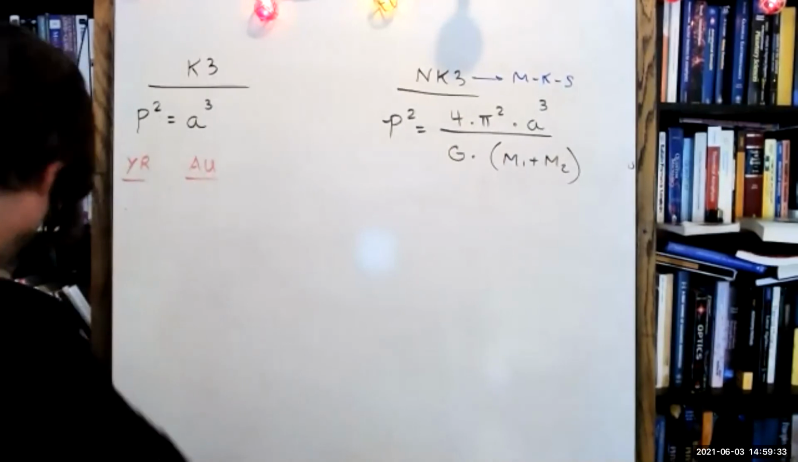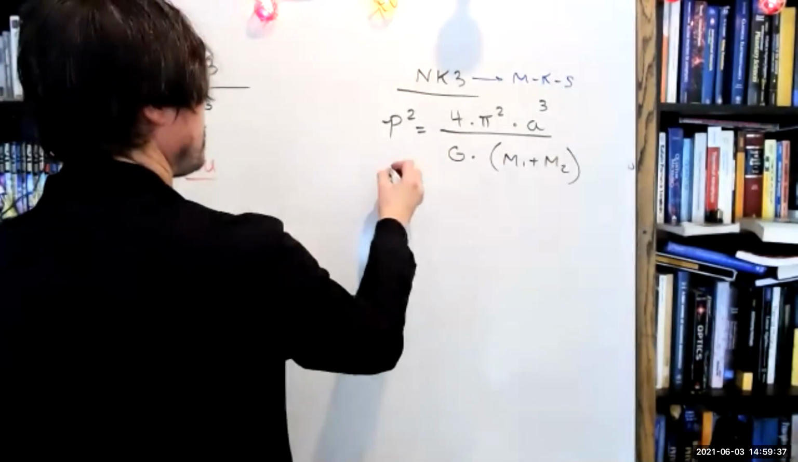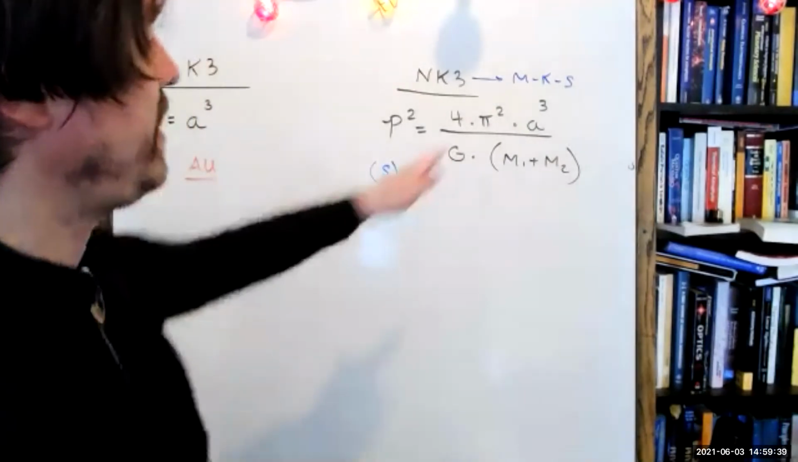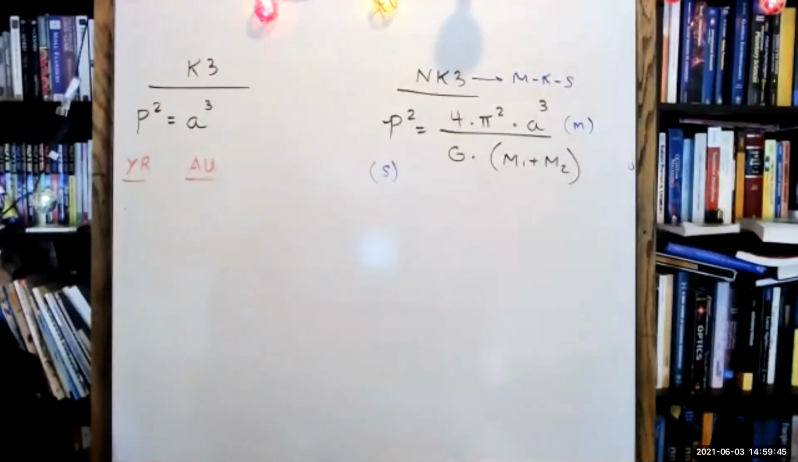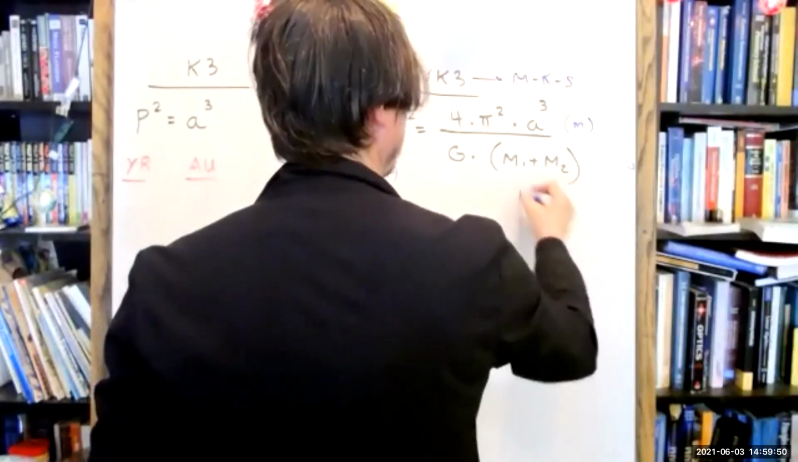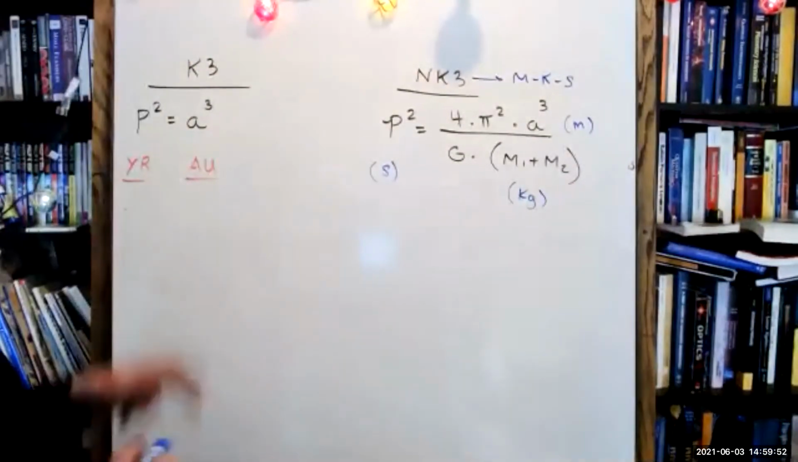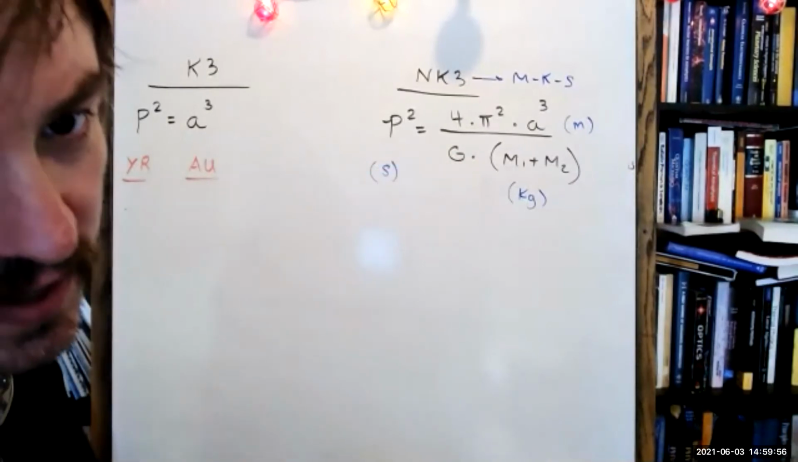Yep. Would P be in seconds? Correct. A would be in meters. Correct. And then the mass would be in kilograms? Exactly. This is really important for you guys because you're going to have to convert to drastically different units depending on which version you want.